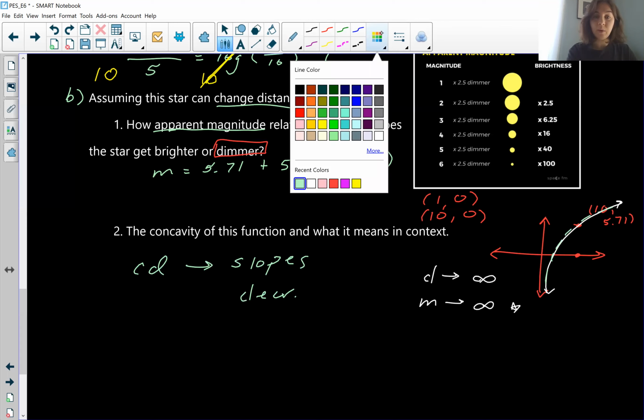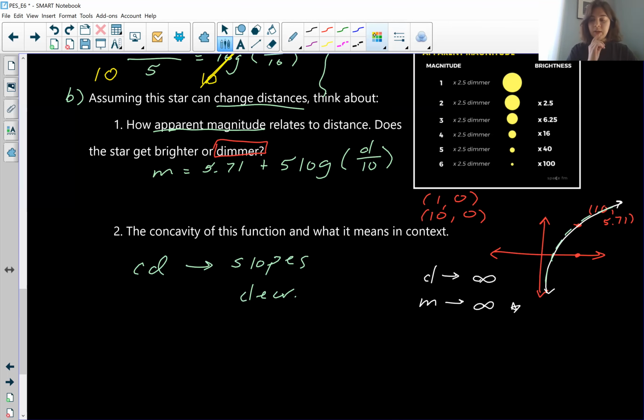And what is our slope in this case? It's the rate of change. What is the change? That's going to be apparent magnitude. So this is kind of a lot to write. I'm actually going to type this, and that should be easier.